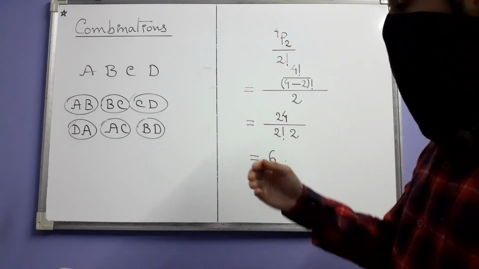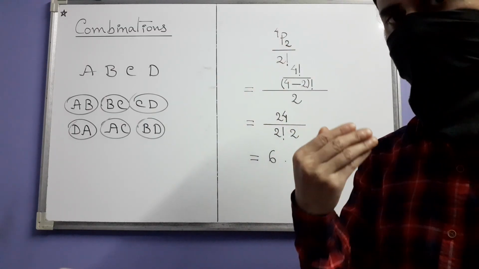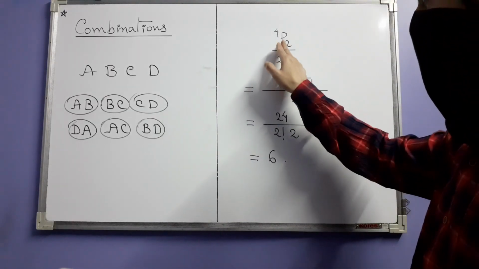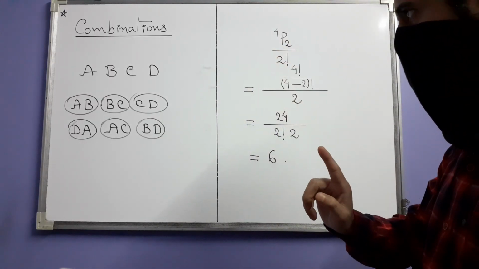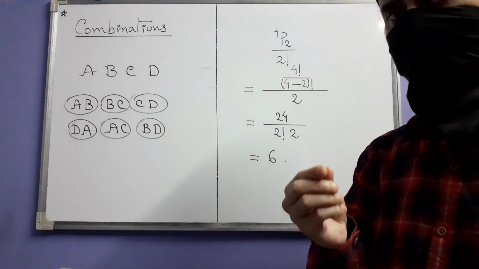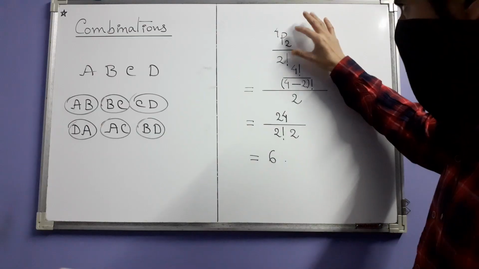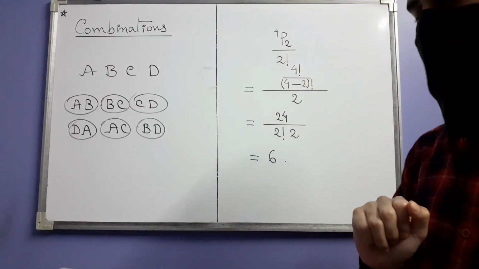4P2, because first we count the number of ways of arranging A, B, C and D taking 2 at a time. That is 4P2, and then we have to divide by 2 factorial, the number of ways of arranging 2 objects. So that number is this. So then you apply the formula for 4P2.